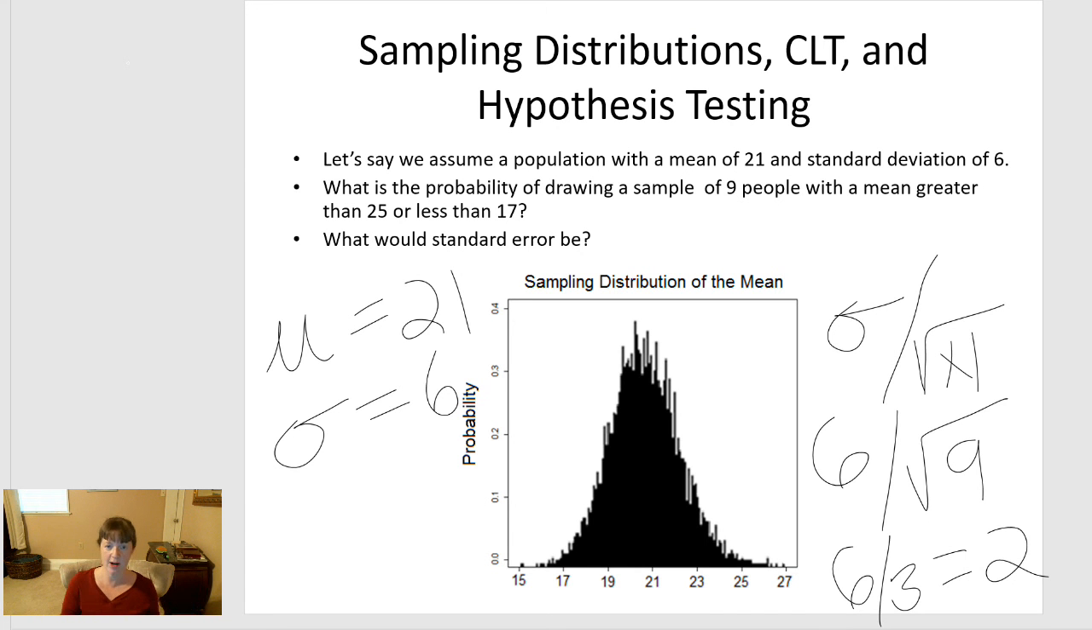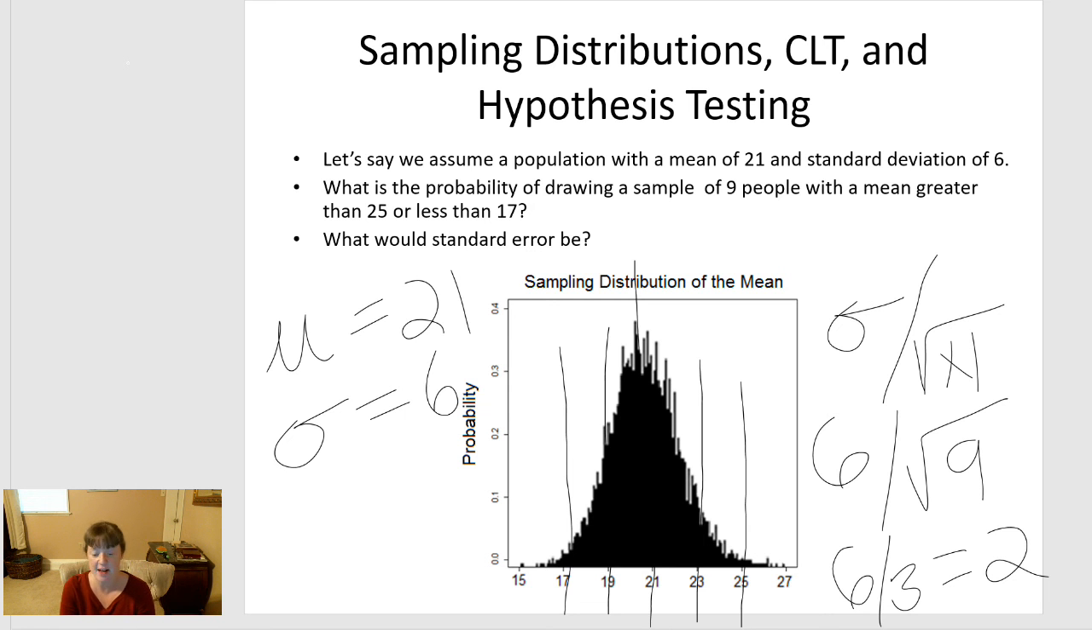So the people were spread out, had a standard deviation of 6, but now my infinite number of averages is going to have a standard error of 2. That's the amount each average of 9 people is going to be in error of the true population average. Now the average of all the averages is still 21, but now one standard error away is 23. Two standard errors away is 25. One standard error away over here, 19. Two standard errors away, 17.